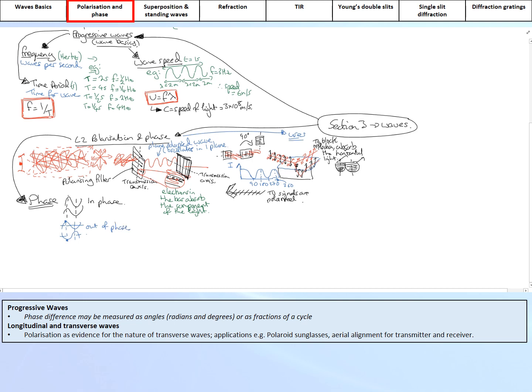Now we need a way of measuring how much out of phase, or how much out of sync or shifted, these waves are. So we say one whole wave is equal to 360 degrees, and in radians that's 2 pi radians. From there we can work out what fraction of a cycle they're out. If this is half a cycle out, that must be 180 degrees, half of 360, or half of 2 pi, which is pi radians out of phase with each other.